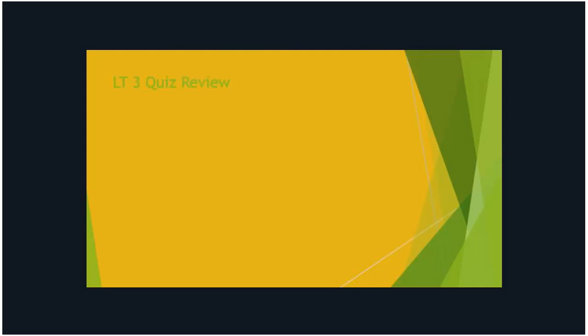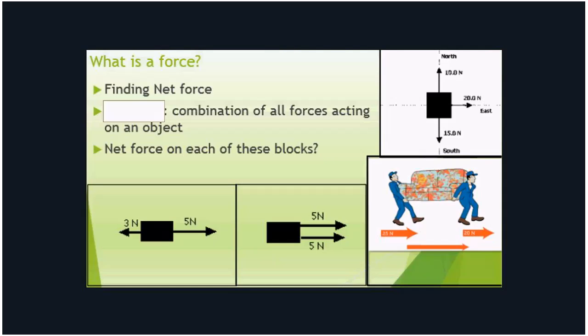All right, the third learning target quiz, so the last one we took last Friday. So most of this should be fresh in your minds. When we find net force, it's very, very similar to the resultant velocity. If things are going in the same direction, you should add. If they're going in opposite directions, you should subtract. So the net force is a combination of all forces acting on an object. So you have to add or subtract every single number given to you. So on this first box over here, 3 and 5, 3 is going to the left, 5 is going to the right. Those are opposite directions. You should be subtracting those two numbers.